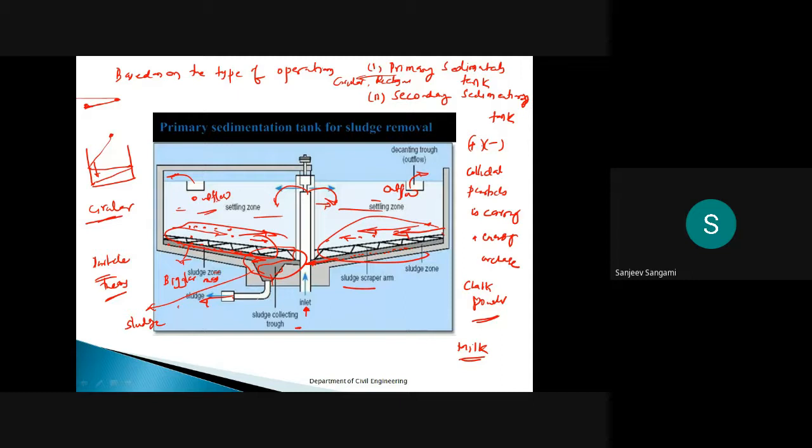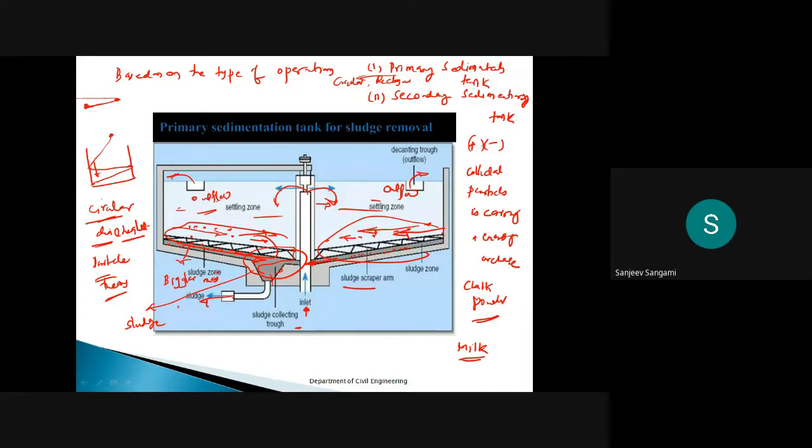They may ask one design also. We'll solve one or two problems in the next class. Design a primary settling tank with simple concepts. Sometimes it will be circular, so whenever you are designing a circular tank, you have to design the diameter and the height.